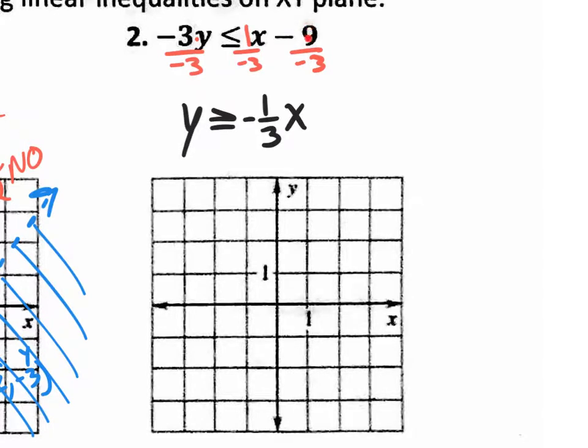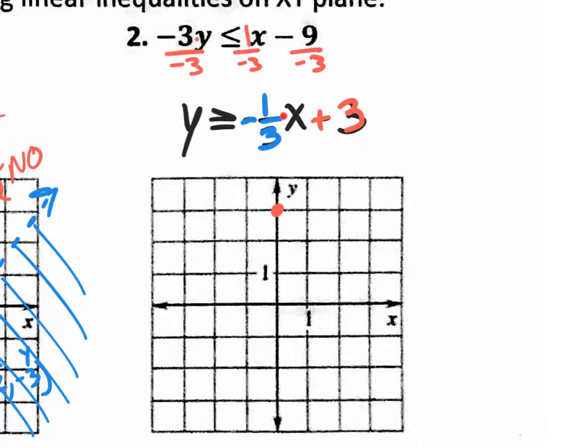And then think about this. A negative 9 divided by a negative 3, what is that? That's a positive 3. Now, again, let me put my slope in blue and my y-intercept, my b value, in red. So this does cross the y-axis at 3. Put a dot right there.